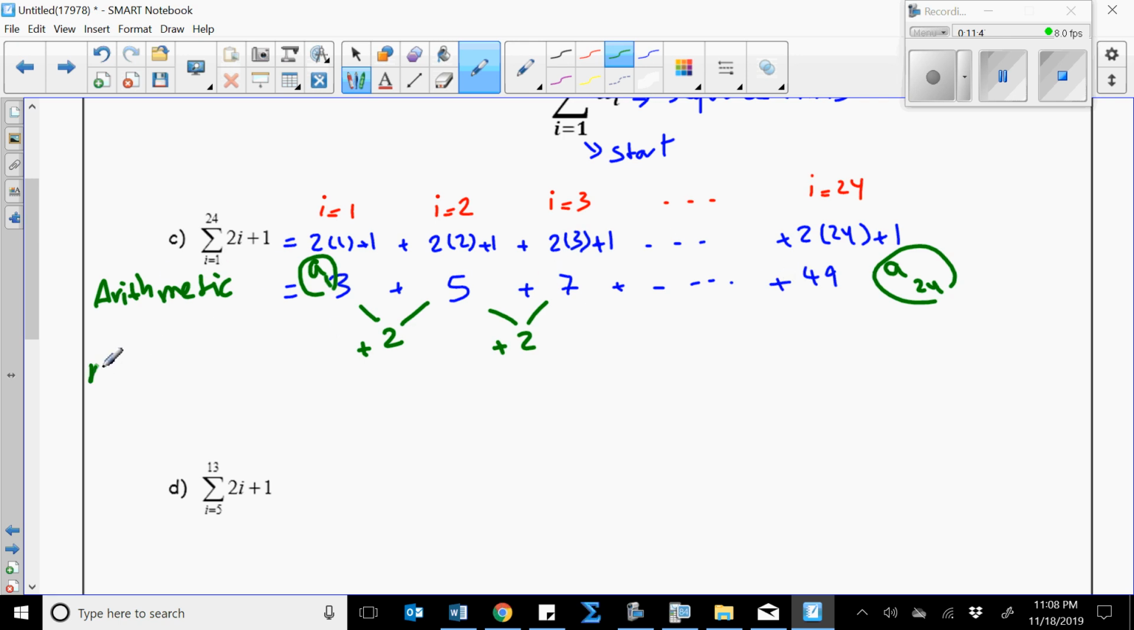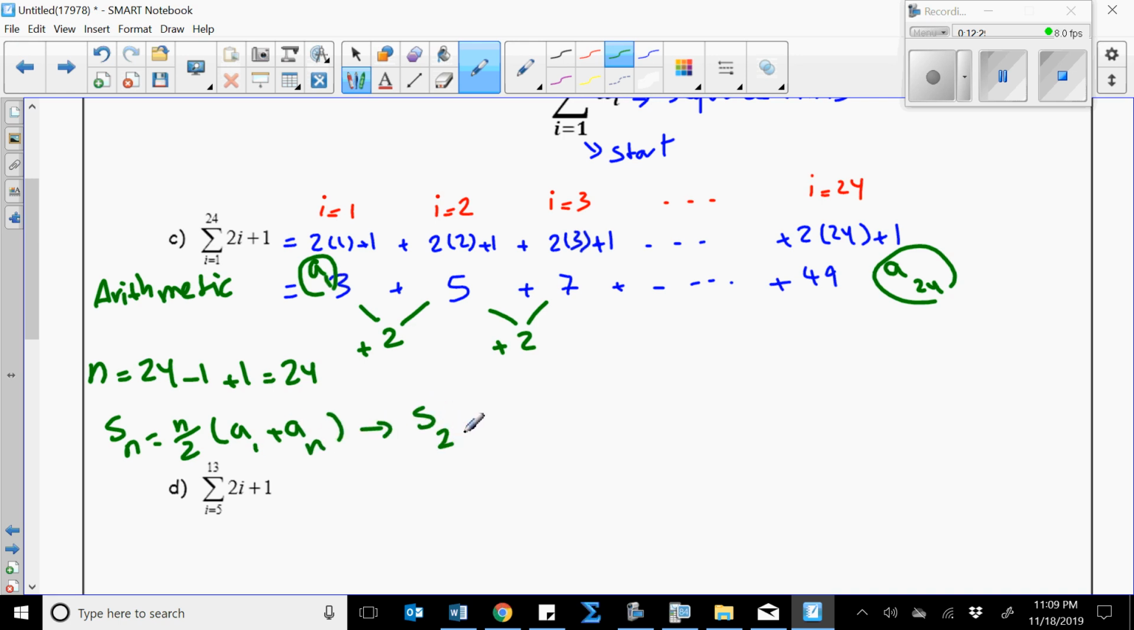How do I find the number of the terms? To find the number of the terms, you can use this. Find the upper limit, which is 24, minus the lower limit, and then add 1 to that. We're adding this 1 because if we don't, then we are not counting the first term. So we're adding 1 to actually count the first one. So 24 minus 1 plus 1 is 24. That's the number of the terms. We have 24 terms here. So I can easily use the formula Sn equal to n over 2 times a1 plus an.